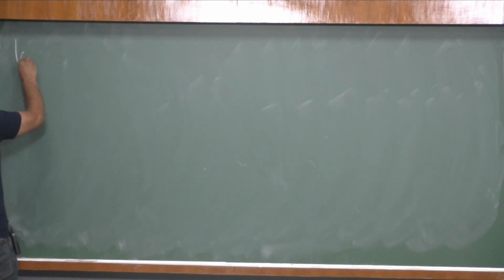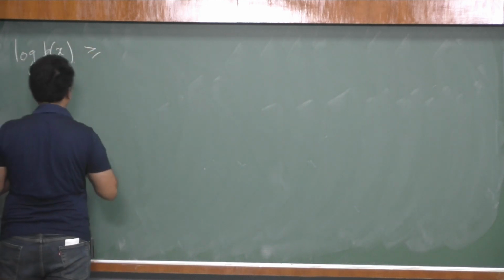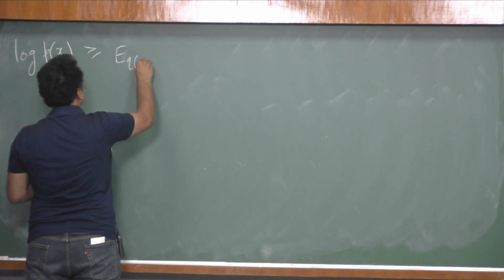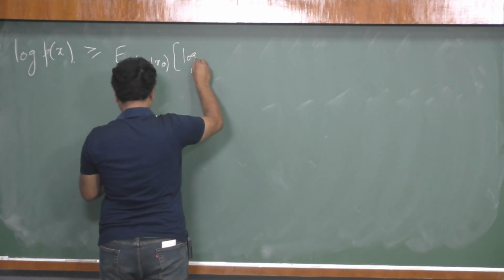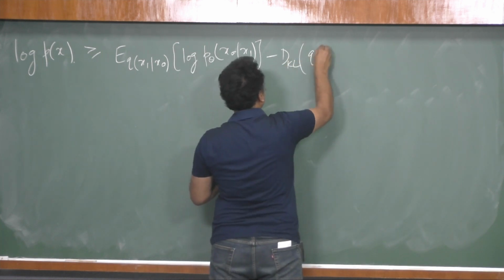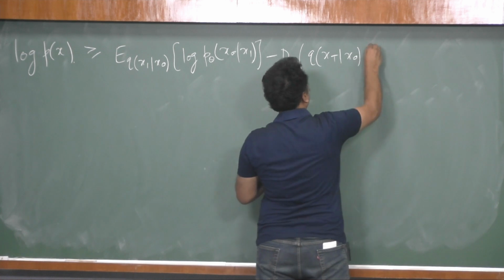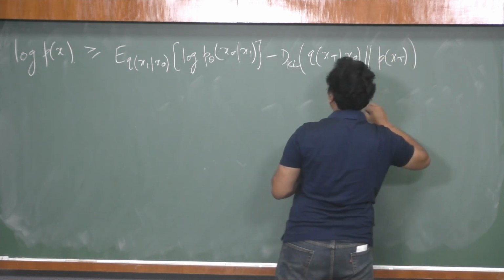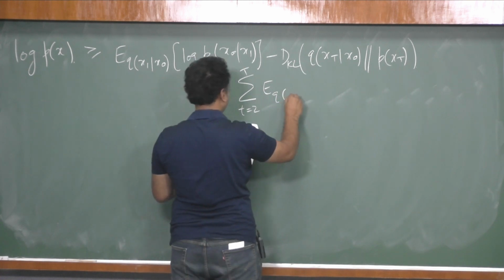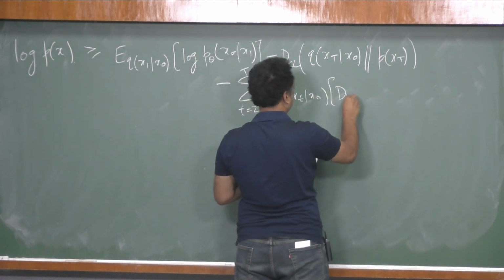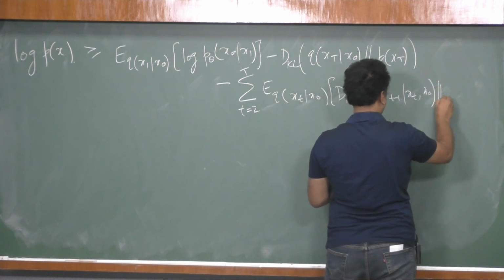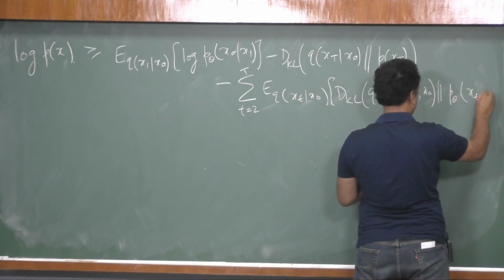So, we started with log p(x), and then we derived a lower bound of this, and this lower bound was expectation of q(x1|x0) log of p_theta(x0|x1), minus the KL divergence of q(xt|x0) and then p(xt), and then minus the sum over t equals 2 to T of the expectation of q(xt|x0) of the KL divergence of q(xt-1|xt, x0) compared with p_theta(xt-1|xt).